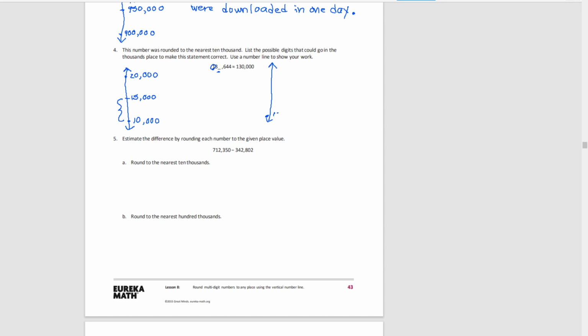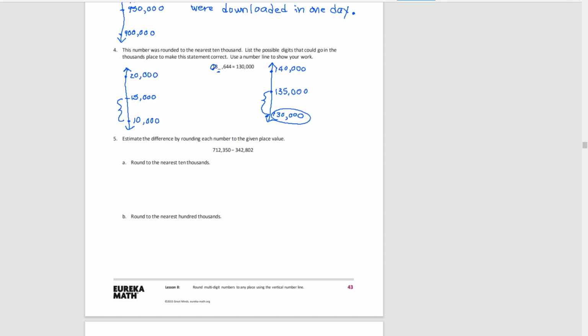So we have 130,000 and one more 10,000 would be 140,000. And the halfway would be 135,000. So in order for this to round to 130,000, the number would have to fall in here.